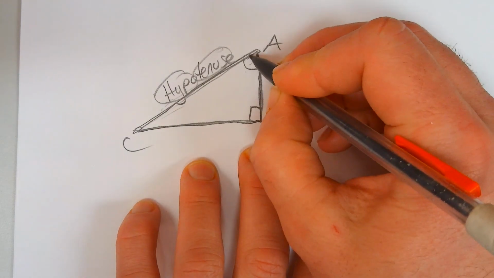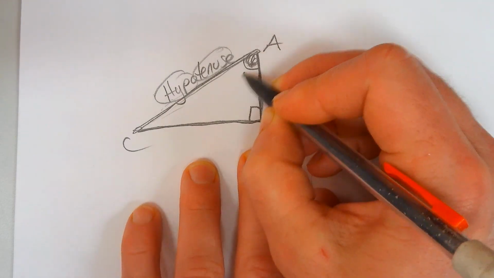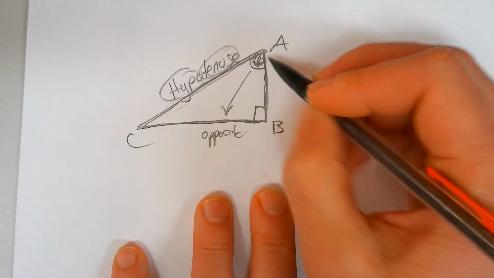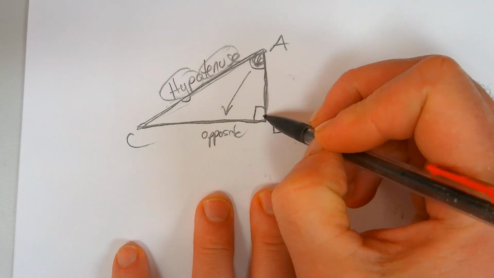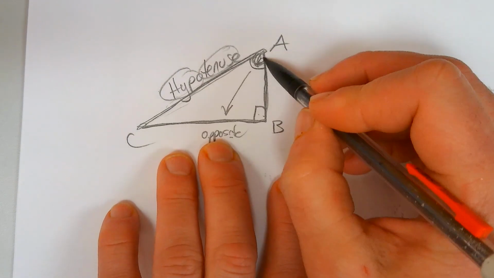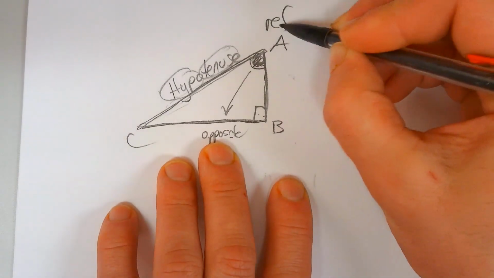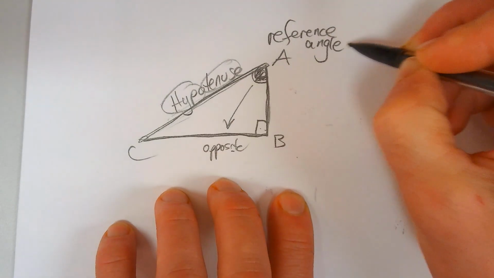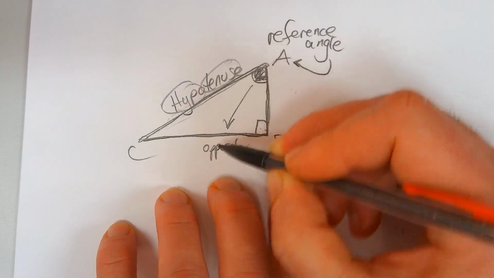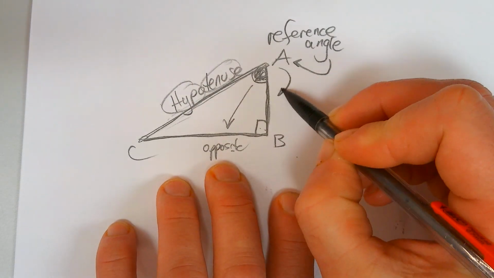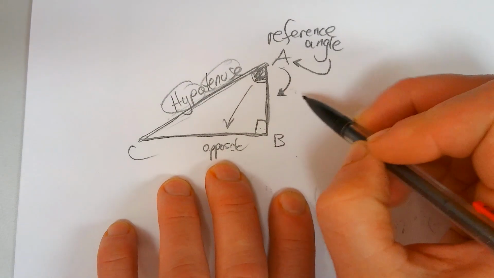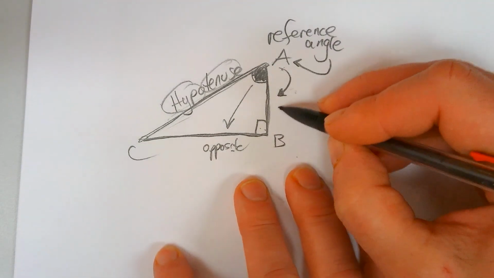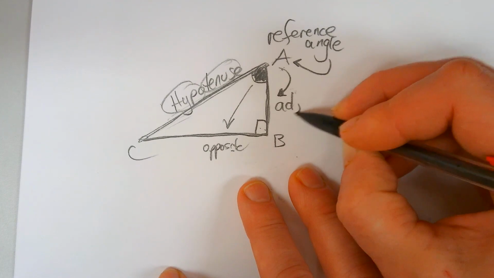But if we are from the reference angle A, then this is the opposite, like we discussed earlier, opposite of A. The hypotenuse is opposite of the 90. This is the opposite of this reference angle. And then this side right here that's right next to the reference angle. If only we had a word that means right next to. Oh, we do. It's called adjacent.